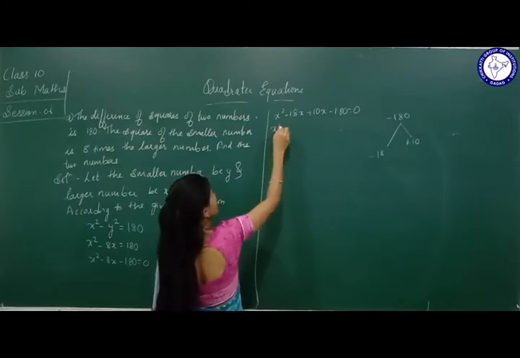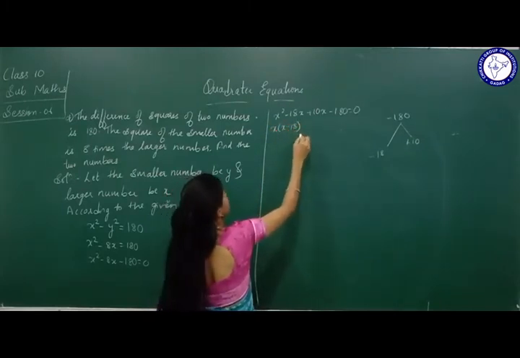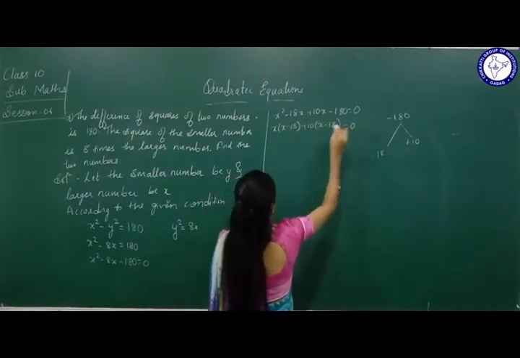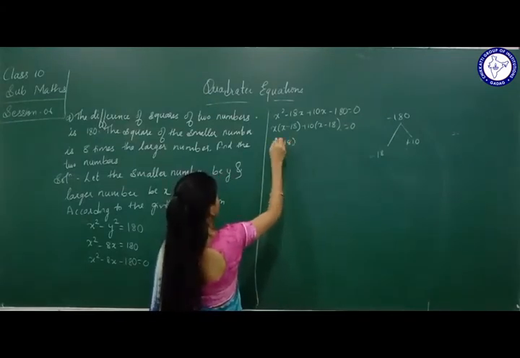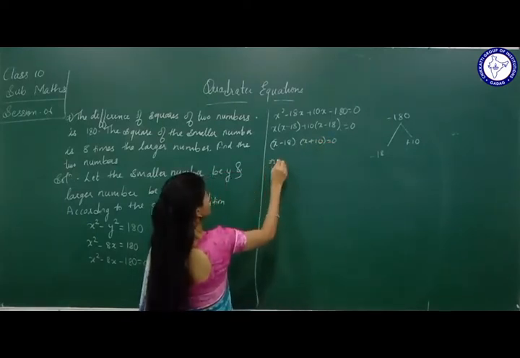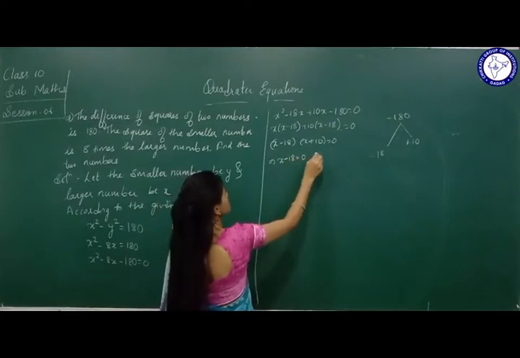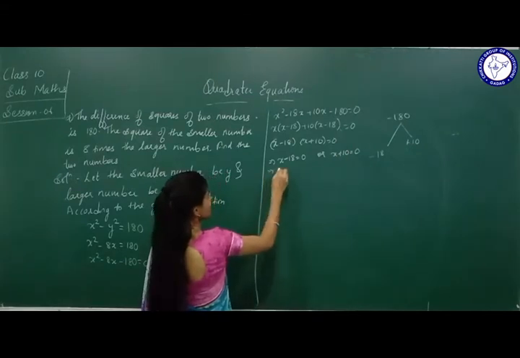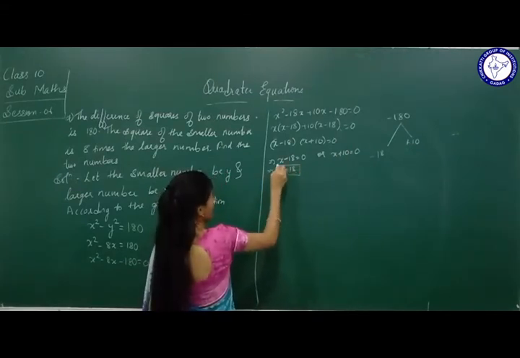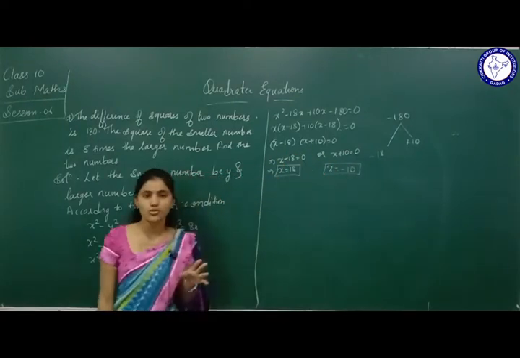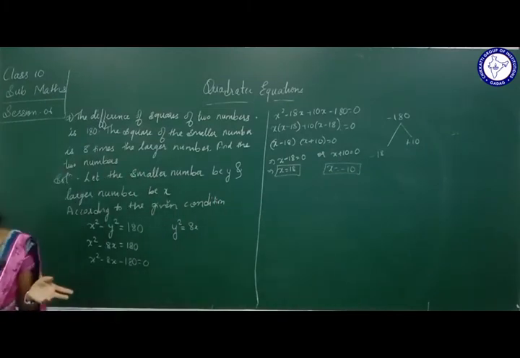x is common, take it out, left with x minus 18 plus 10 into x minus 18, this equals 0. Taking out x minus 18 as common, we are left with x plus 10 equals 0. This implies x minus 18 equals 0 or x plus 10 equals 0. This is nothing but x equals 18 and x equals minus 10. See, we have got two roots now. The first root is x equals 18 and the other root is x equals minus 10.